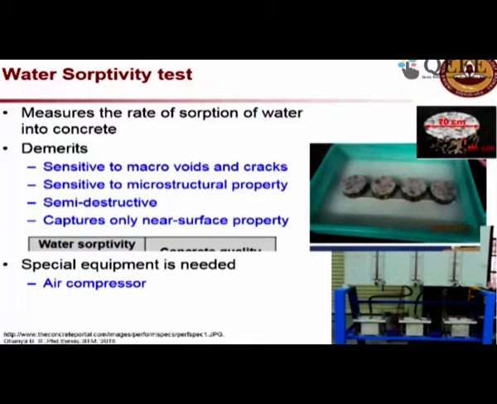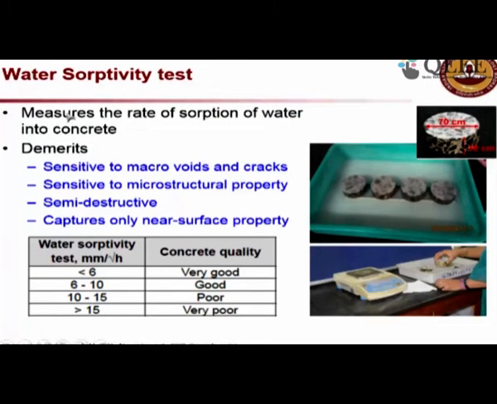Another test is the water sorptivity test. It measures the rate of sorption of water into the concrete, but this is not really giving a bulk property of the concrete. It captures the near surface property. Of course, 4 cylinders are collected from inside, but when I said near surface, it's basically very near the concrete surface. The property we are looking at is the sorption.